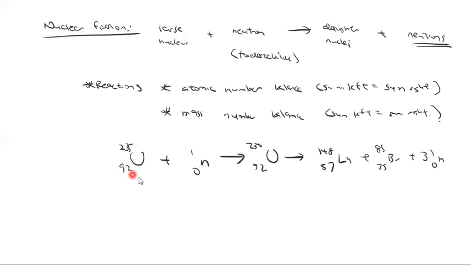So notice that 148 plus 85 plus 3 is 236. And notice 57 plus 35 plus 0 is 92. That's really what we're looking at here. You might go, well, how do I know it's 148 and 85? And the answer is you don't, not unless you're told, because it's also very possible for this to happen.